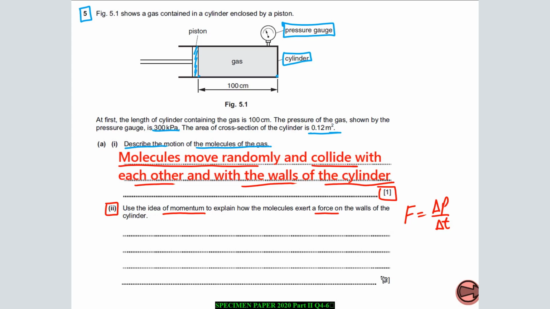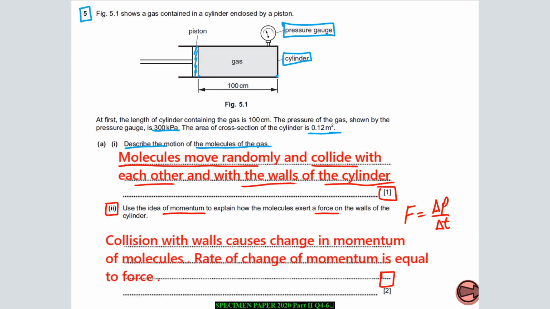This question has 2 marks. So let's try to answer how we can write a proper answer for this one. Here is how we can write the final answer. Collisions with walls will cause change in momentum of molecules, and rate of change of momentum is equal to force. If we write these 2 points, we will get 2 marks.